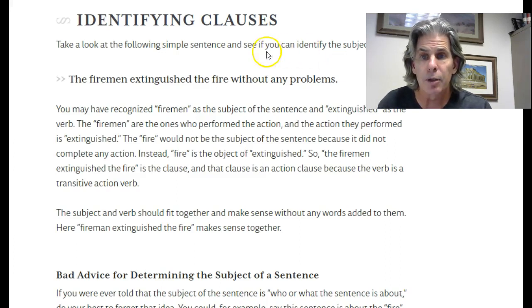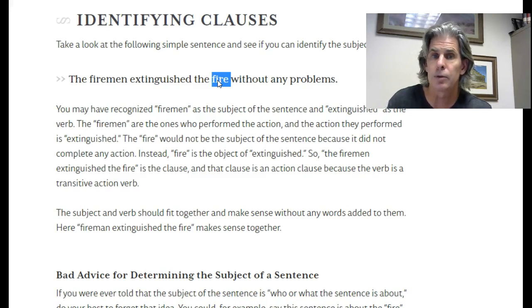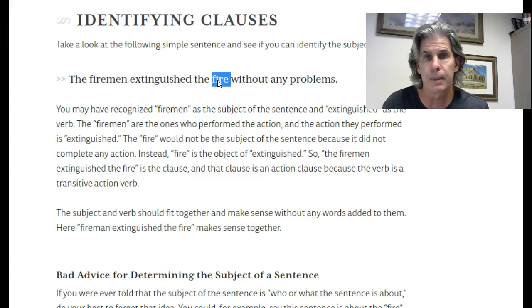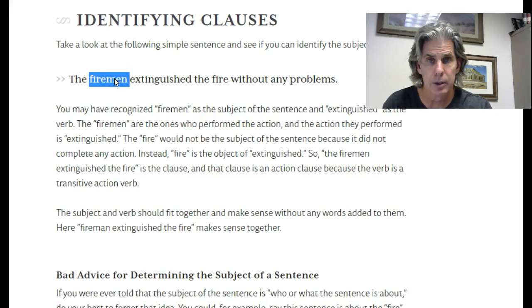You could say it's about the fire. That, however, is the topic of the sentence. Who or what the sentence is about. And again, I really want to emphasize who or what the sentence is about. It might or might not be the subject of the sentence. I don't like that definition. Okay? I like the subject of the sentence is who or what performed the action.